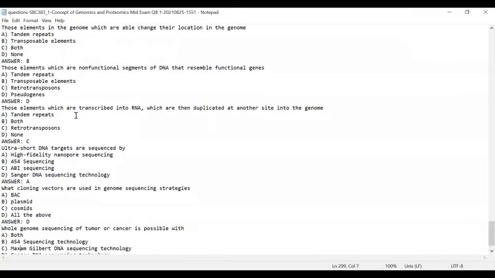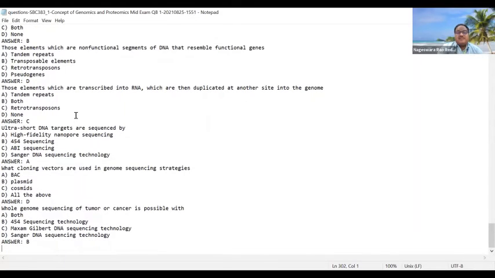Srinivas, these elements which are non-functional segments of DNA that resemble functional genes, what are they? Pseudogenes, sir. So genes themselves change to non-functional and they are known as pseudogenes. Okay.